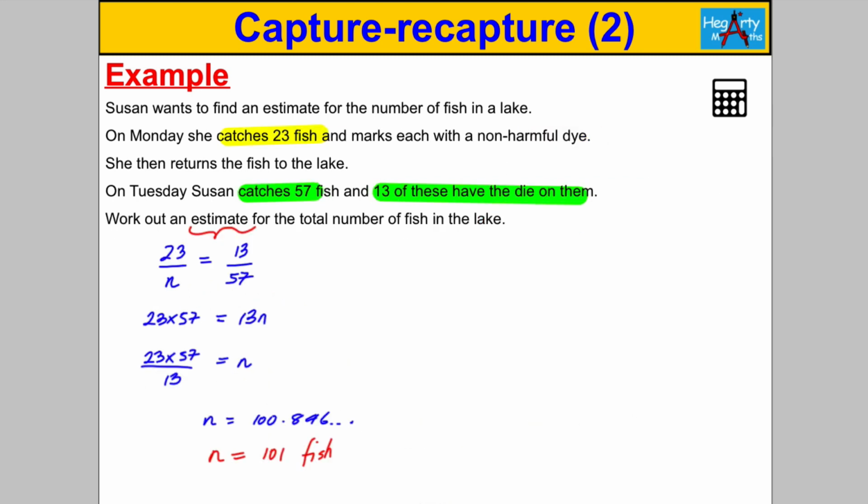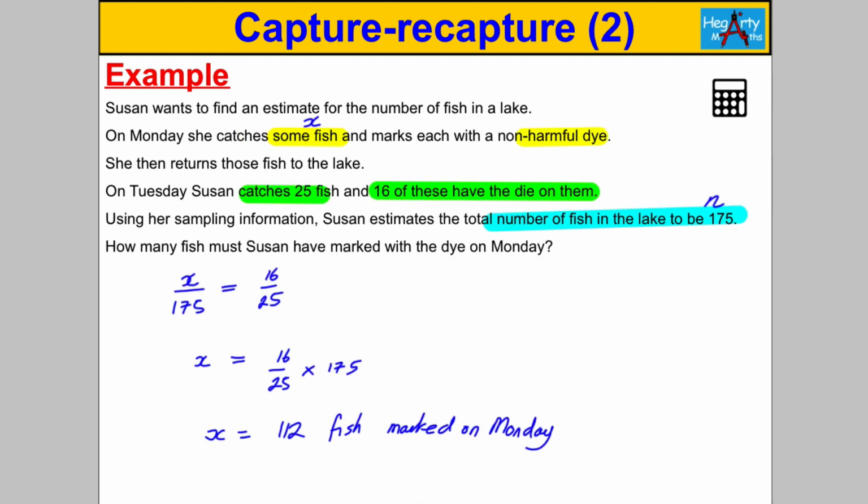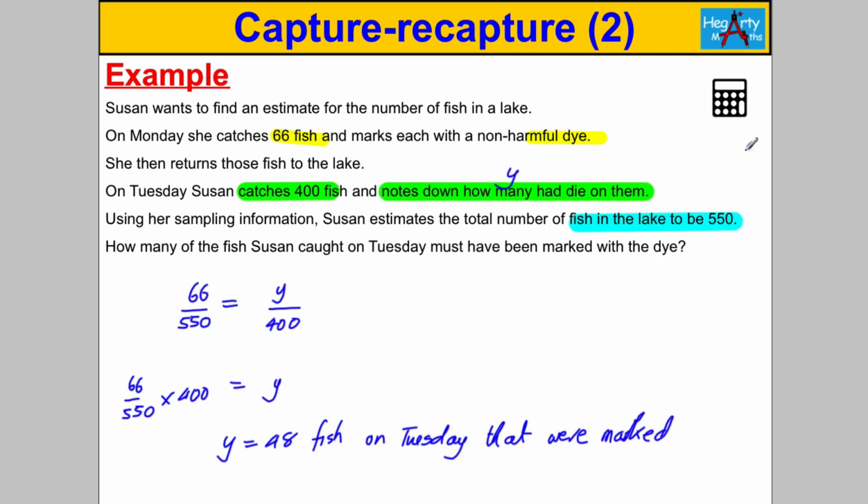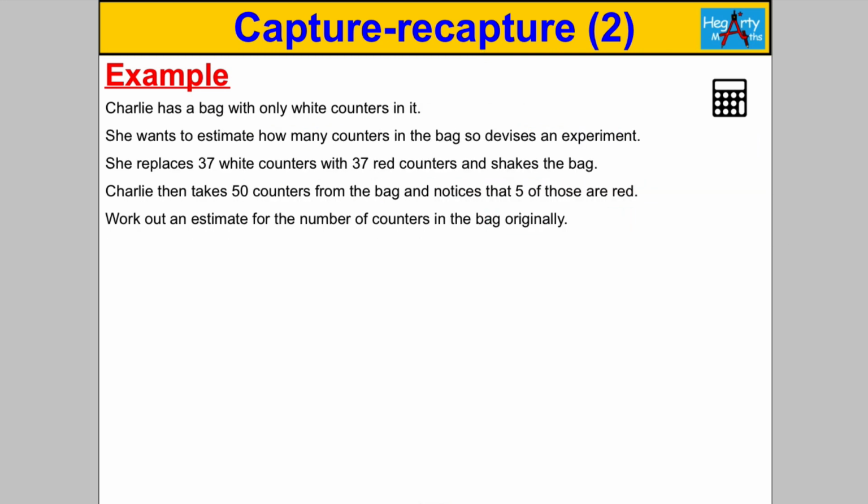Okay, so these last three questions were all about Susan. The first one was standard, but using a calculator and you had to round. The others, you didn't know some information you were normally given, but you were told the final population, so it was just working backwards. Here's another question. Pause and have a go.